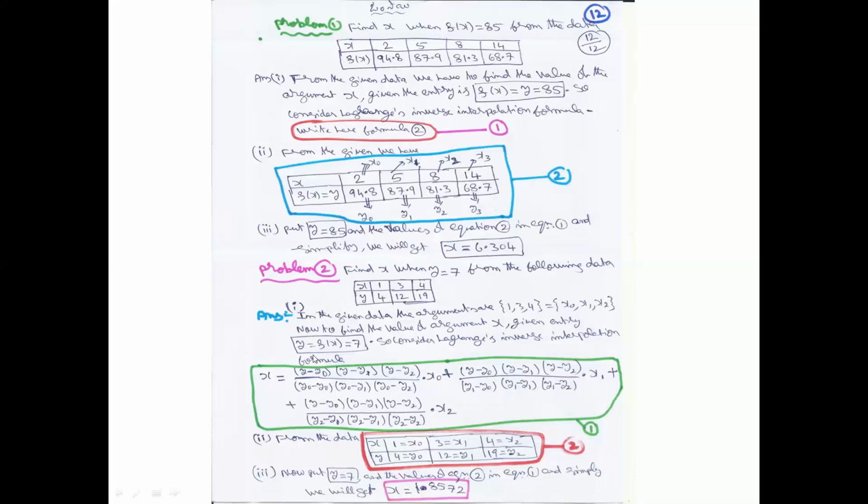Straight away you can write down when y is equal to f of x is equal to 7, then x is equal to question mark, write the respective formula, substitute the values carefully and simplify. This much is enough in the examination. So according to me, the answer is x is equal to 1.8572.